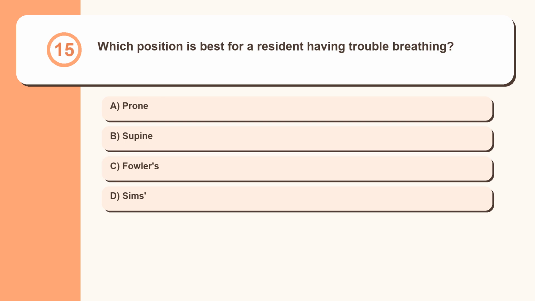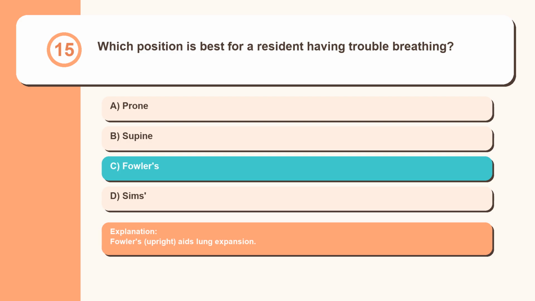Question 15. Which position is best for a resident having trouble breathing? Prone, supine, Fowler's, Sims. Fowler's, upright aids lung expansion.